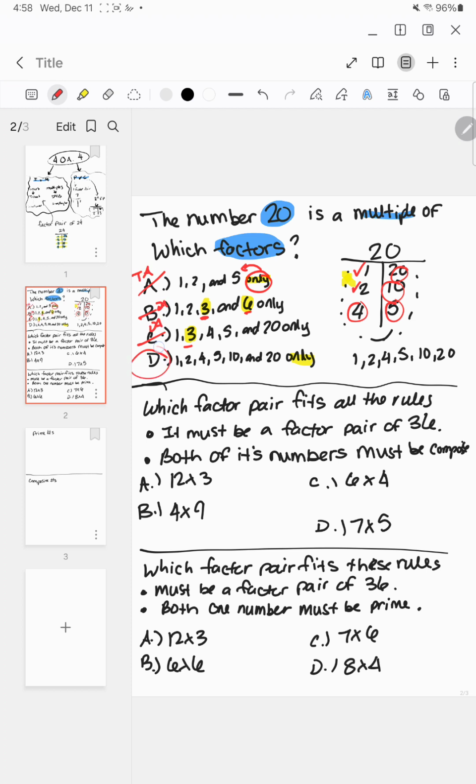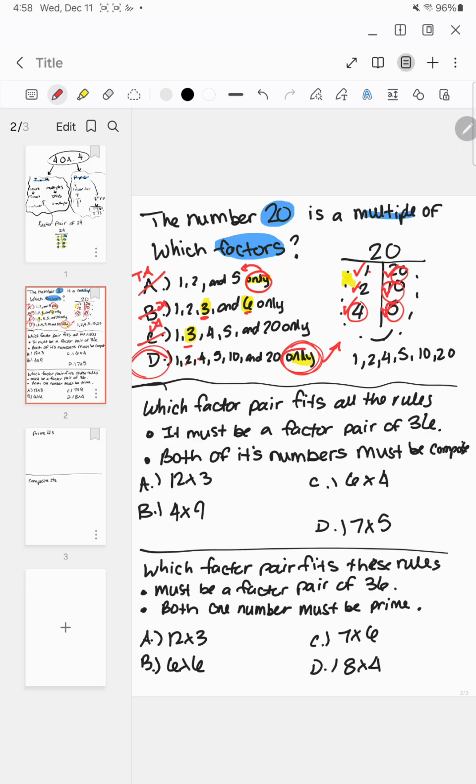Now, D is my only answer that I have left. And if I were to check, it's saying we can use 1, which is true. 2, true. 4, that's true. 5, also true. 10, true. And 20, that's true. So all these numbers, this is everything we can use, and this is the truth. These are the only numbers we can use to multiply and get 20.